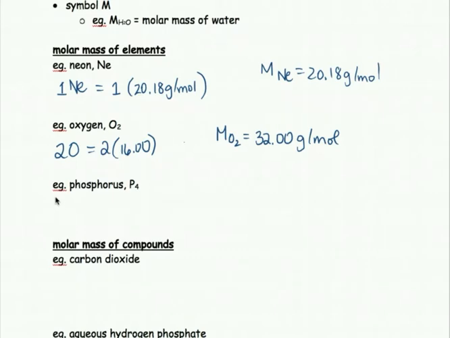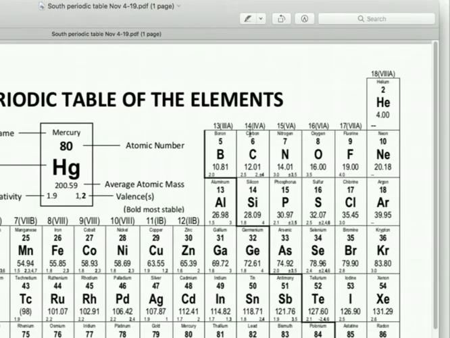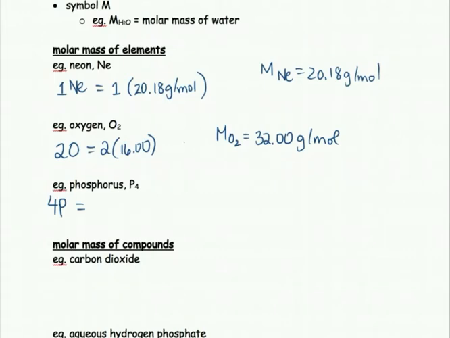Okay, so now phosphorus. Hopefully you can see there's 4 phosphorus. If you're looking on the periodic table, that is 30.97. So that ends up being 123.88. Okay, so you want to write it with your symbol here.